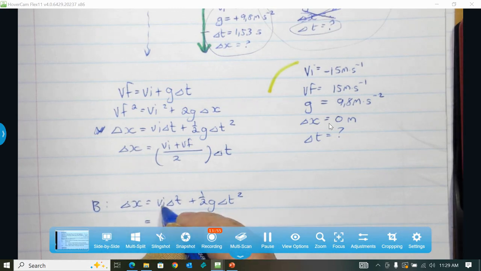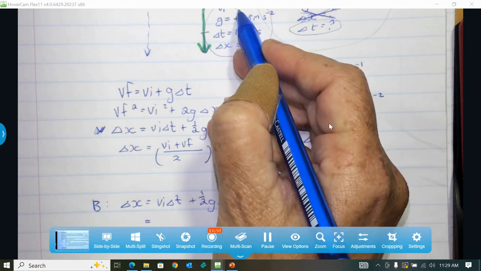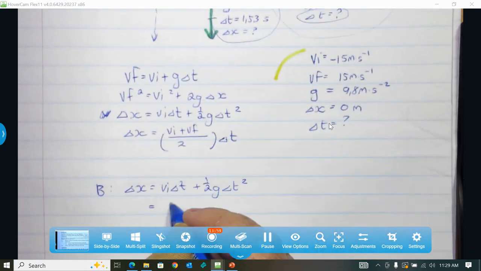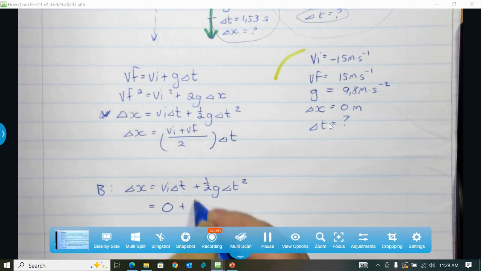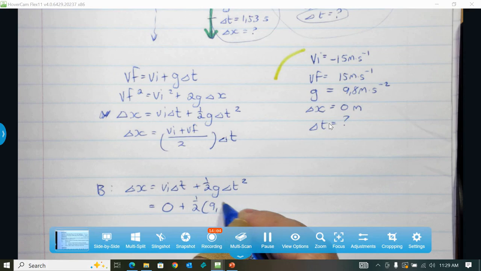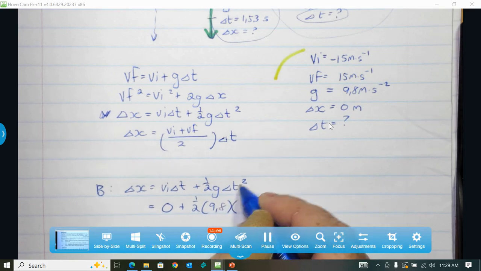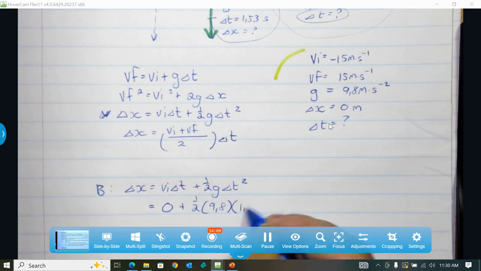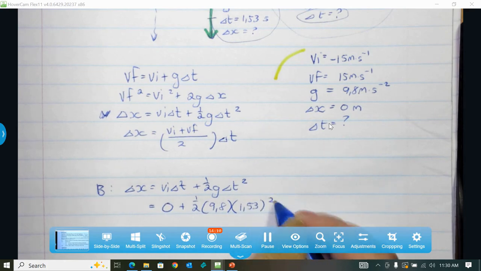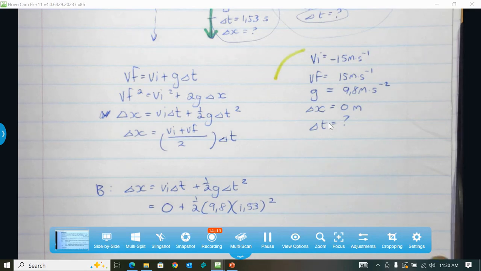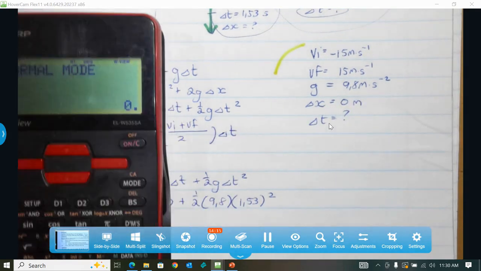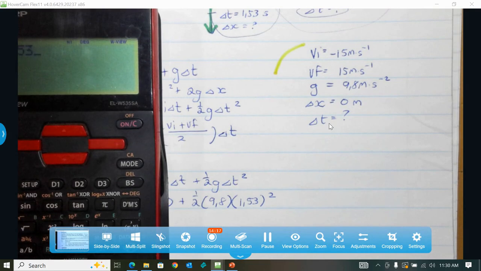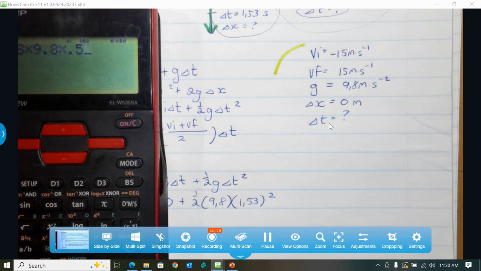Its initial velocity is 0. So that entire first term becomes 0 plus a half. G is 9.8. Remember, it's only the time that's being squared. 1.53 seconds, and that's what I'm squaring. So let's quickly see how far it went. 1.53. Oops, I almost times it by 2. 1.53 squared times 9.8 times 0.5.